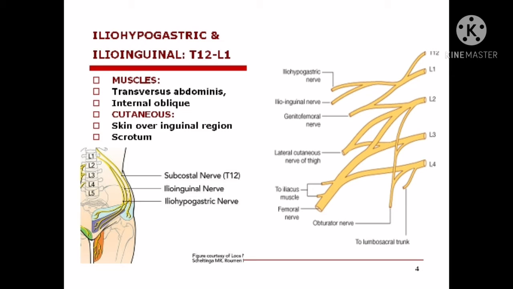The iliohypogastric and the ilioinguinal nerve, they arise from T12 and L1. These both run in between the transversus abdominis and internal oblique muscles. These are the muscles of the anterior abdominal wall, and they run in an oblique fashion downward and become sensory and supply the skin over the inguinal region and scrotum, and this is shown in the diagram on the left side below.